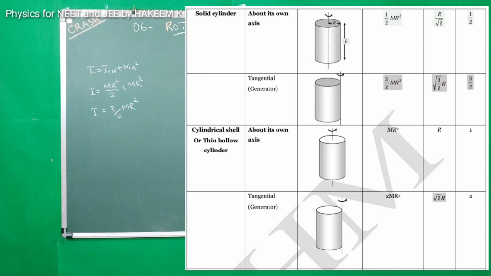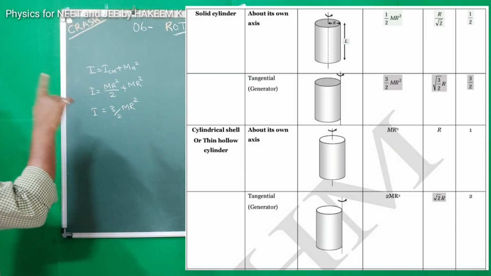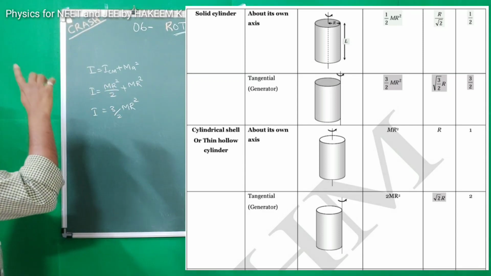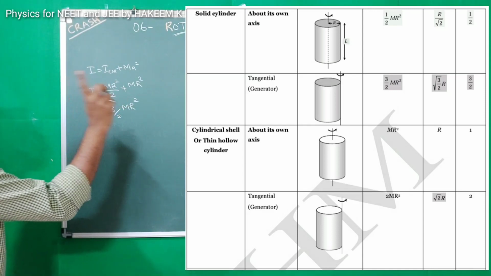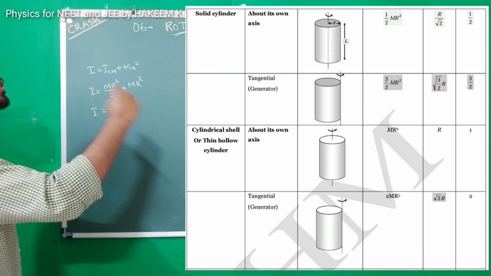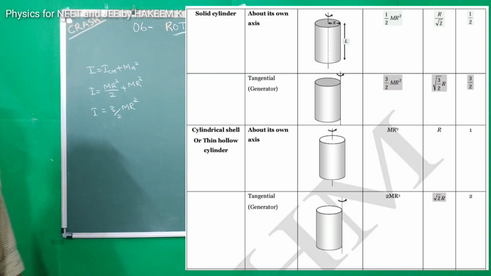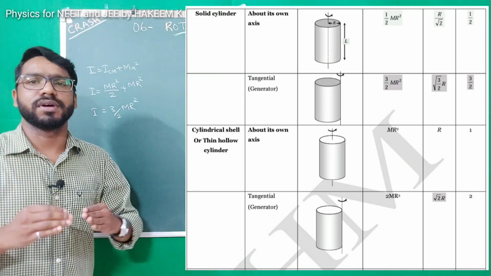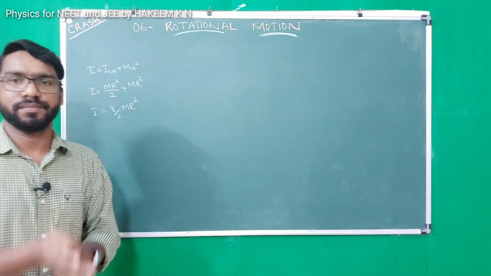And for a cylindrical shell, you can see the moment of inertia is Mr square, like a ring. A cylindrical shell or hollow cylinder is just like a thin ring, because the entire mass is distributed on the circumference only, for the ring and for the hollow cylinder. That's why their moment of inertia is Mr square.